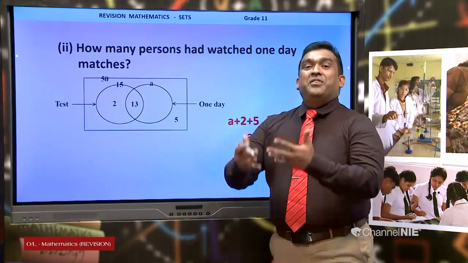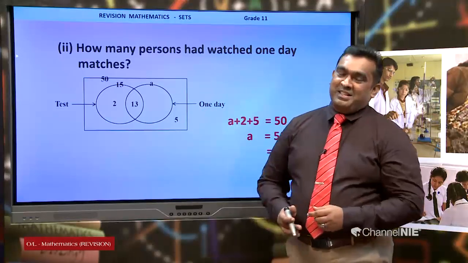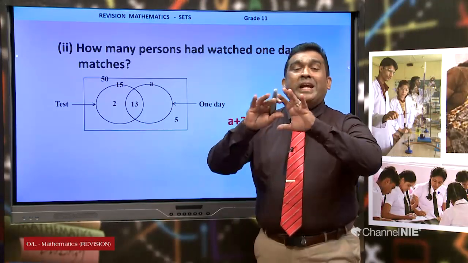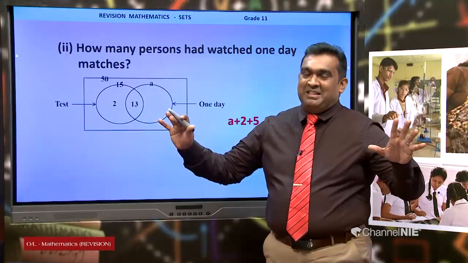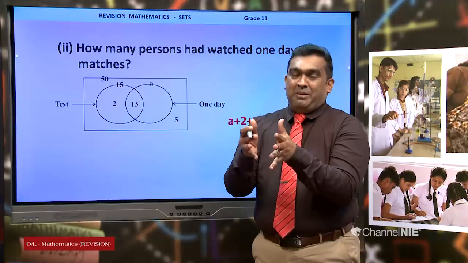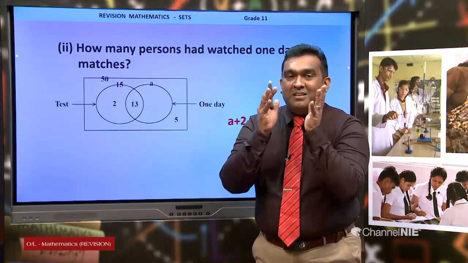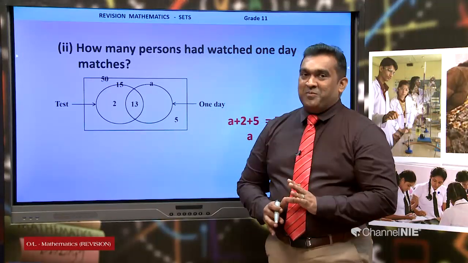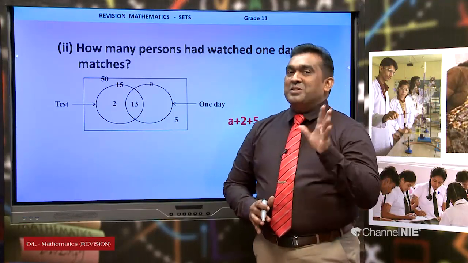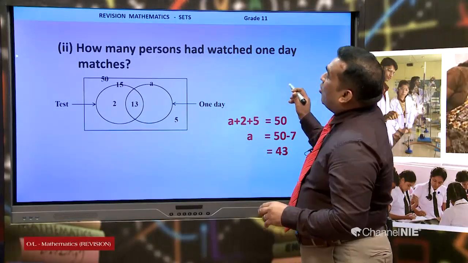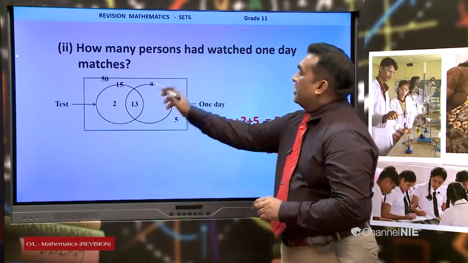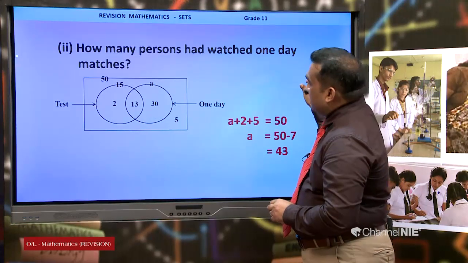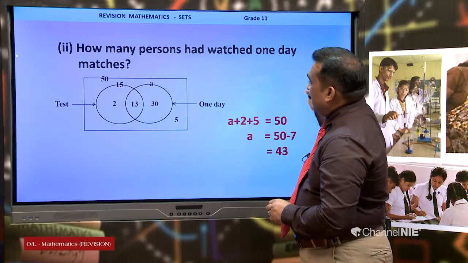Understood that? Different ways, interesting ways. You can use any method as you like, no problem. There are no limits in mathematics, right? You can make concepts which totally agree with the standard concepts in mathematics, right? Then you can use any method. Okay, now how many persons had watched one-day matches? Answer is 43. Yes, this is how we got 30.